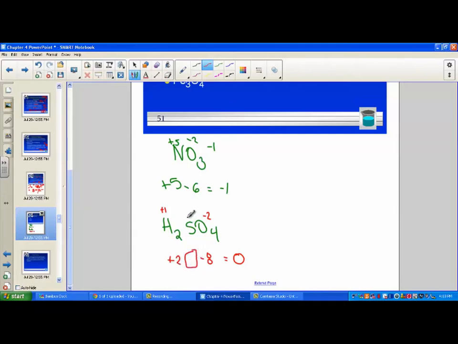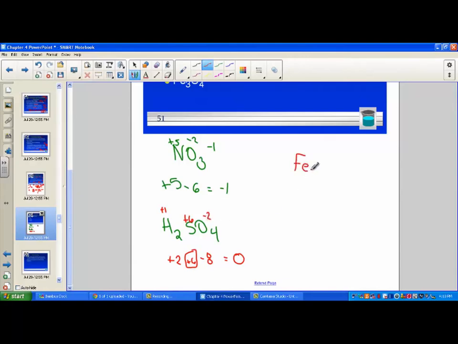What's the missing number that will be the oxidation state for sulfur? Well, we're going to need a +6. 2 units here, plus +6 gets me a total of +8. -8 lands me to 0. The oxidation number of hydrogen, +1. The oxidation state of sulfur, +6. The oxidation state of oxygen is -2.